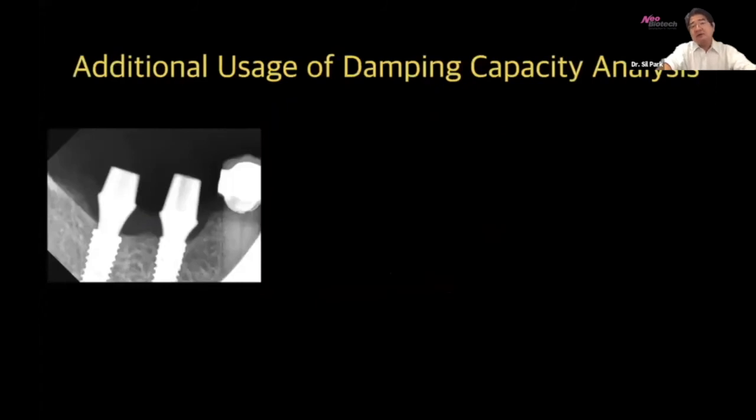Now, there's an additional usage of damping complex analysis machines like AnyCheck and Periotest. As you can see over here, when my patient came in and I placed those two abutments, they looked fine, but I didn't pay attention to it. However, once I took the impression and put the crown on it, it didn't fit. That was really, really disappointing.